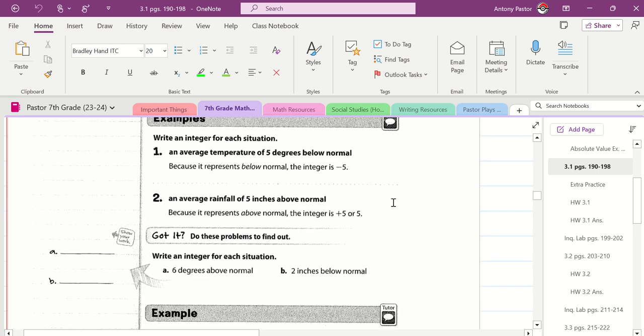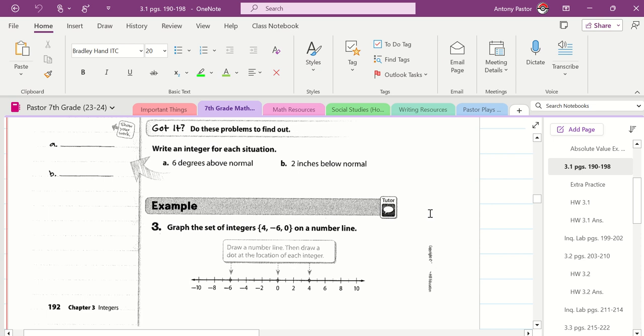Write an integer for each situation. An average temperature of 5 degrees below normal. This would be negative 5 because it is below normal. If it's 5 degrees higher than normal, it would be positive 5. An average rainfall of 5 inches above normal would be represented by the integer positive 5 or just 5. This means that there's 5 inches more of rainfall than they are used to. An integer for each situation, 6 degrees above normal, above would indicate a positive 6. 2 inches below normal would indicate negative 2.